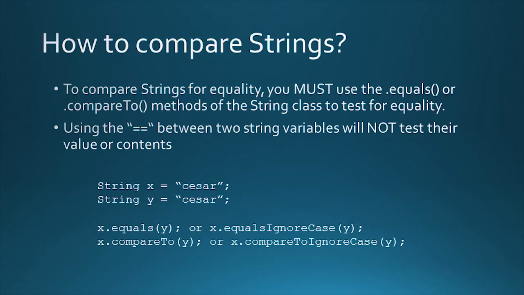Both the equals and compareTo methods have an ignore case version as well. This ignores the case of whatever value you're testing. So if the first string has a capital C, but the second string has a lowercase c, ignore case will ignore the difference in cases.